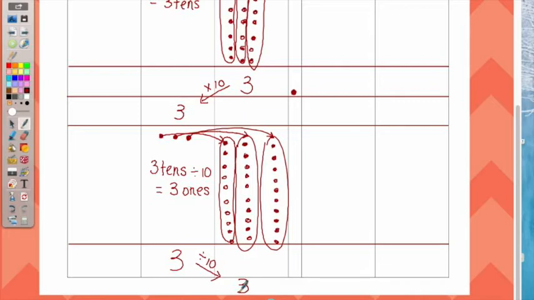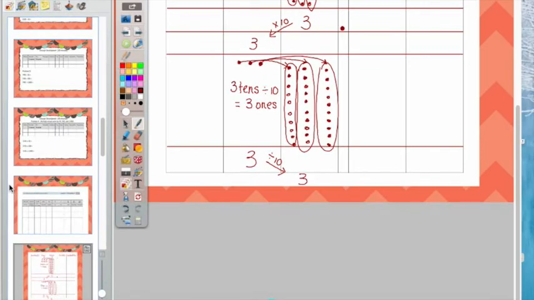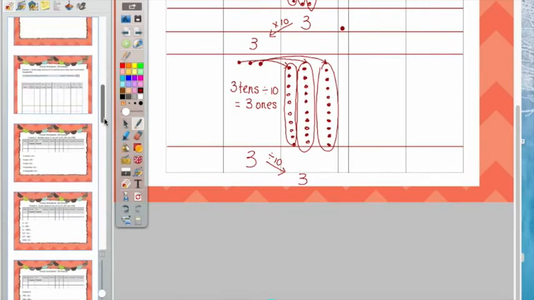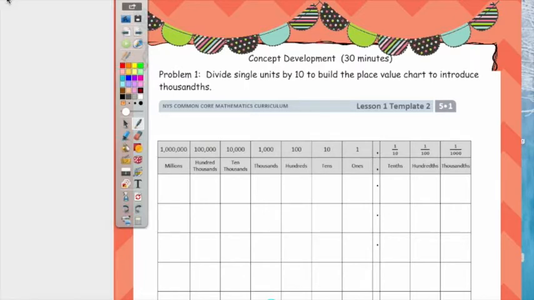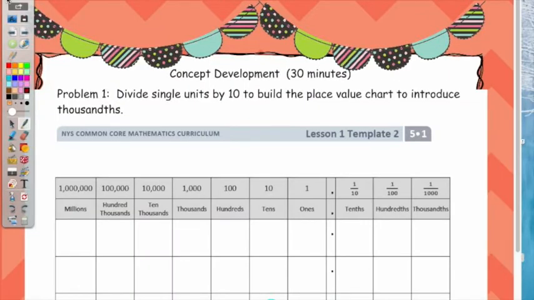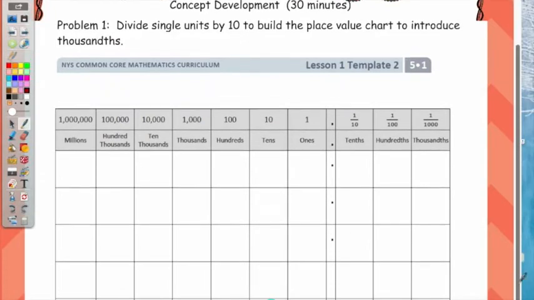All right, so now we're ready. Let's start working on 5th grade stuff. How's that sound? Okay, so take your place value. It says lesson 1, template 2. Take that in front of you, and I've got to go back a few slides to get to what I want here. Okay, now, this place value chart, lesson 1, template 2. You have that in front of you? Yeah. Okay, this place value chart's labeled, I notice.